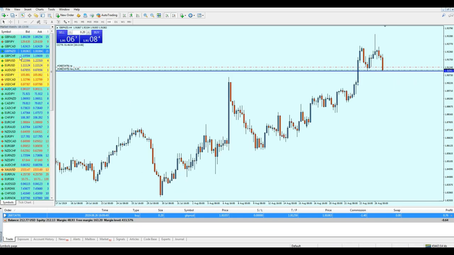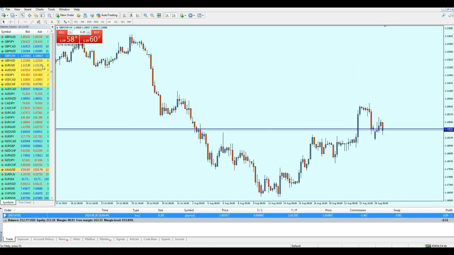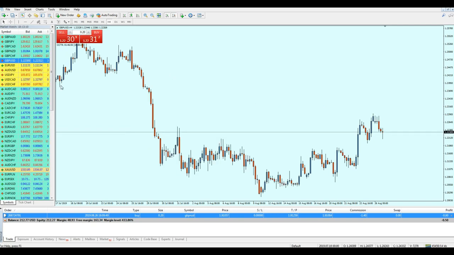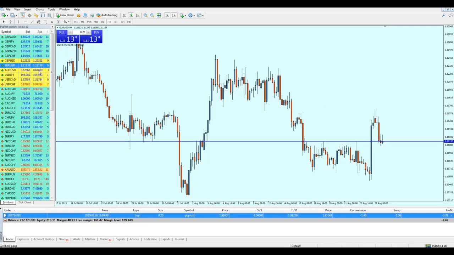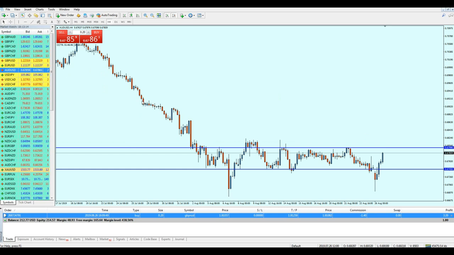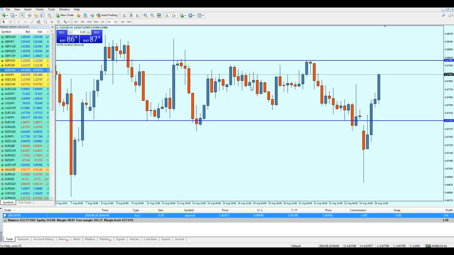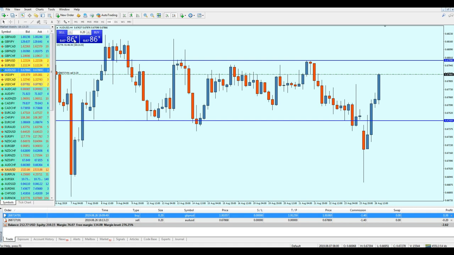So let's go back and find something else. I'm on the 4-hour chart right now, and I'm trying to find something good. Hold on a little bit. Yes, AUD/USD, yes, place another trade. Of course, I will explain the reason why I entered this trade.